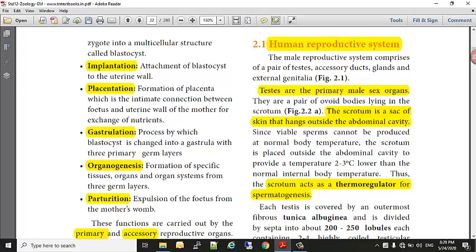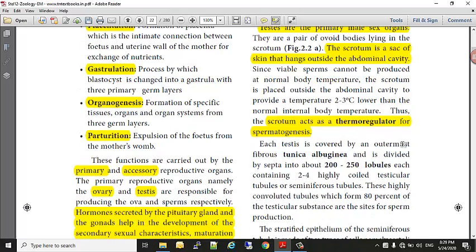So you will be writing this. Viable sperms cannot be produced at normal body temperature. The scrotum is placed outside the body cavity to provide a temperature 2 to 3 degrees Celsius lower than the normal internal body temperature. Okay. Each testis is covered by the outermost fibrous tunica albuginea.